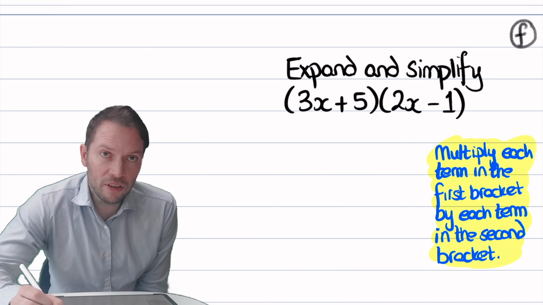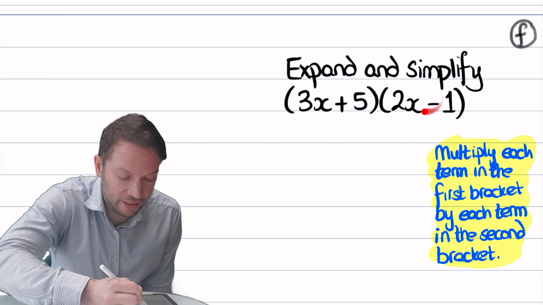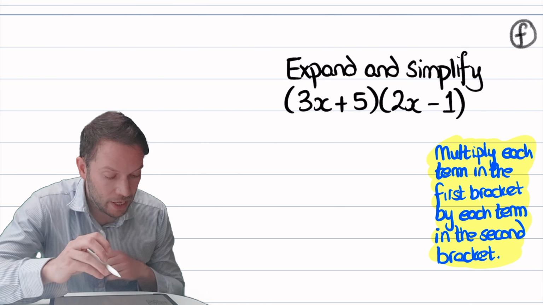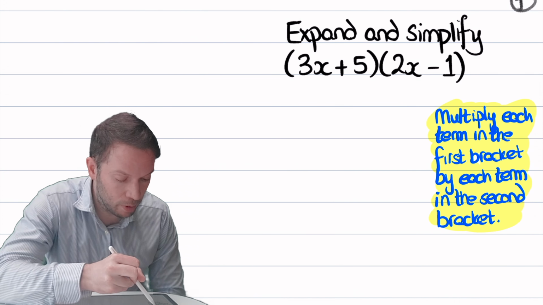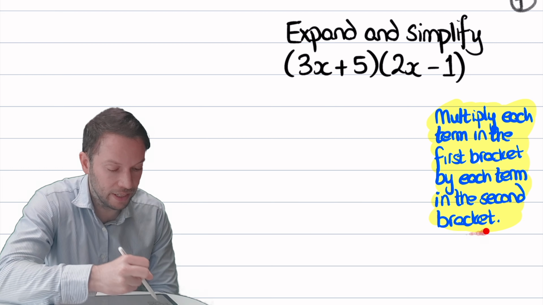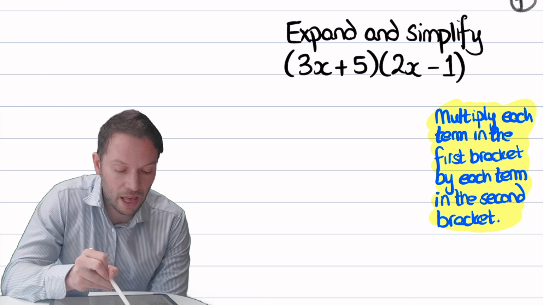Hi, in this video we're going to expand two brackets. So we're going to multiply these two brackets together and expand them so we don't have brackets anymore. And remember, the principle was that we multiply each term in the first bracket by each term in the second bracket. So we pick something in the first bracket, pick something in the second bracket and multiply them together.